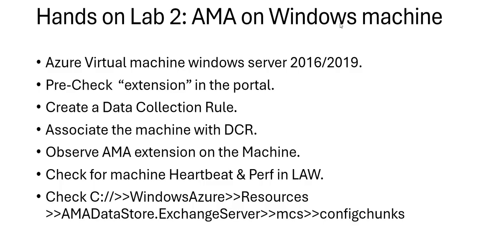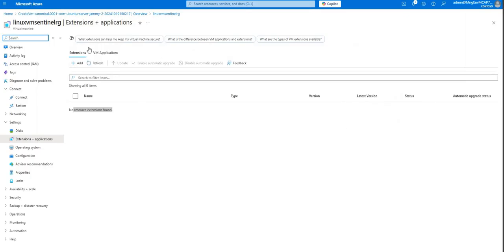So this is hands-on lab 2, which is AMA on a Windows machine. We just spun up our 2022 machine and checked the extension pane, and it is blank. Now we are creating the DCR. So let's get back to our lab now.